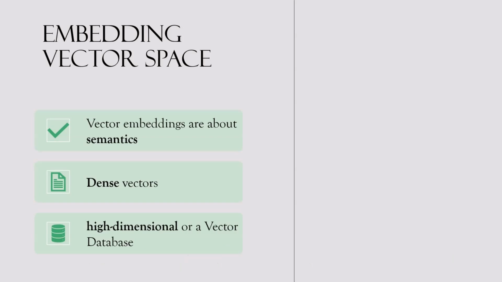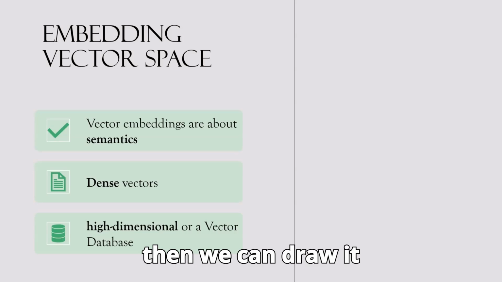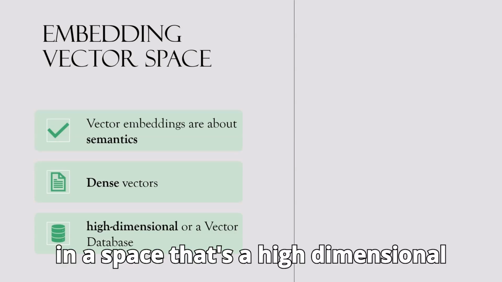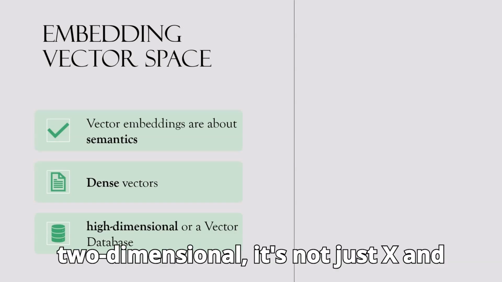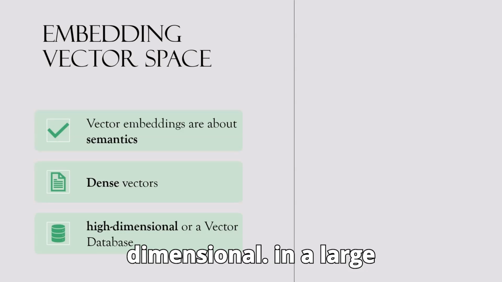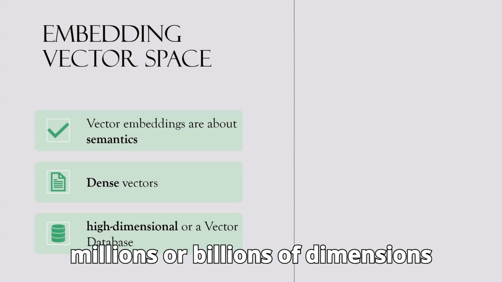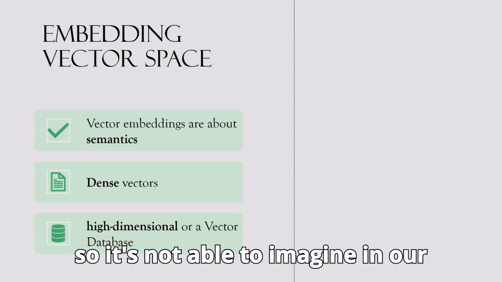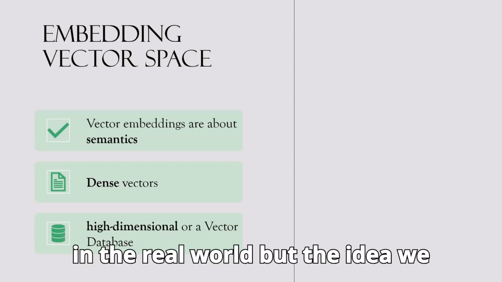meanings of data or words in each sentence, then we can draw it in a high dimensional space. That means it's not two-dimensional, it's not just x and y axis, it's many dimensions. That's why it's called high dimensional. In a large language model, we may have millions or billions of dimensions, so we are not able to imagine in our mind how it looks in the real world.